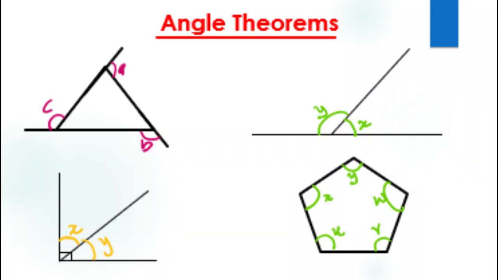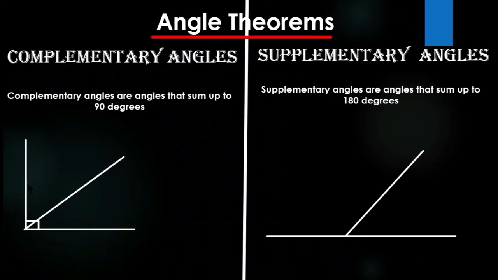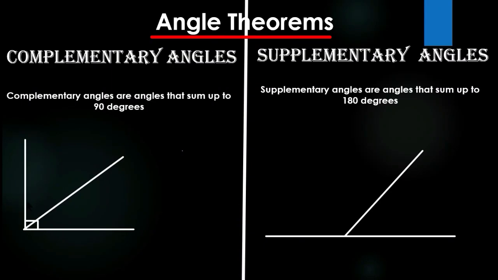In this video, we will share basic and important angle theorems that you must be familiar with. Two angles are said to be complementary when they add up to 90 degrees. That is, if I have an angle here, let's say this is x, and I have another angle here, this is Y. For x and y to be complementary angles, x plus y must equal 90 degrees.